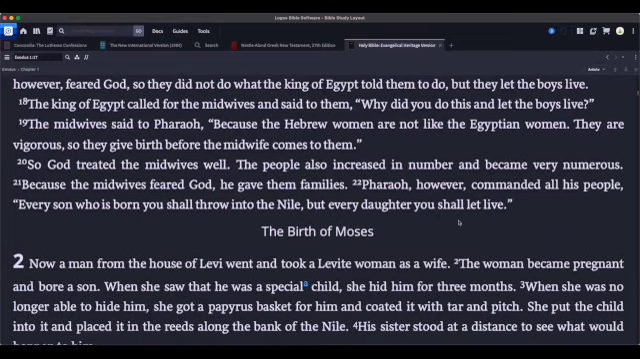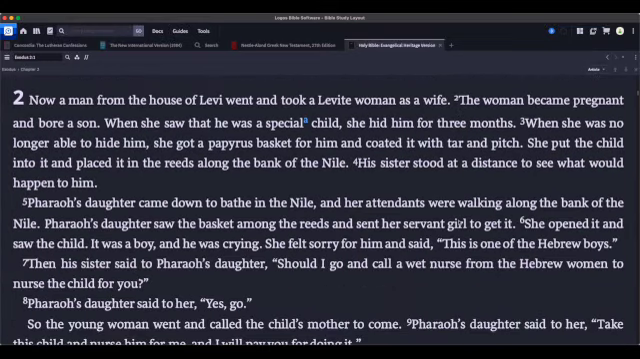Now a man from the house of Levi went and took a Levite woman as a wife. The woman became pregnant and bore a son. When she saw that he was a special child, she hid him for 3 months. When she was no longer able to hide him, she got a papyrus basket for him and coated it with tar and pitch. She put the child into it and placed it in the reeds along the bank of the Nile. His sister stood at a distance to see what would happen to him.